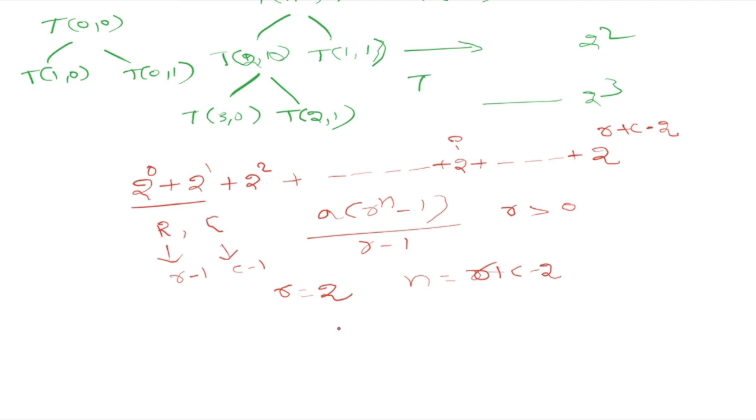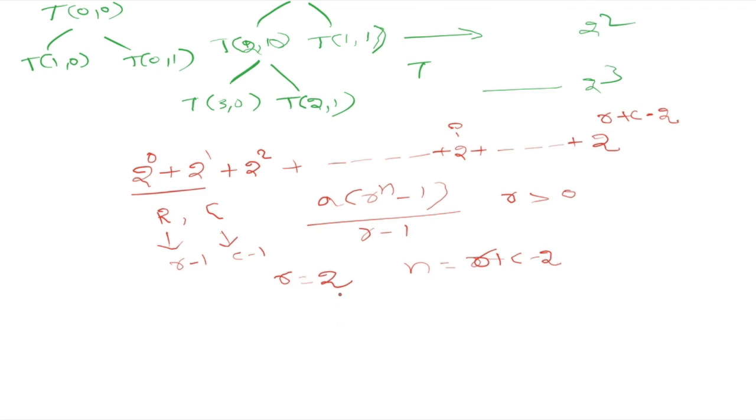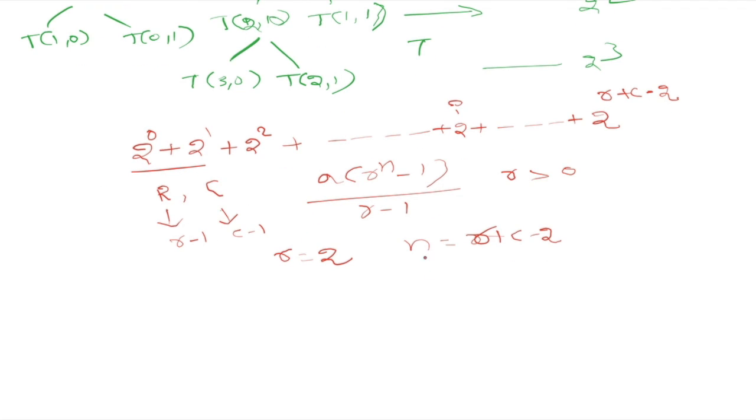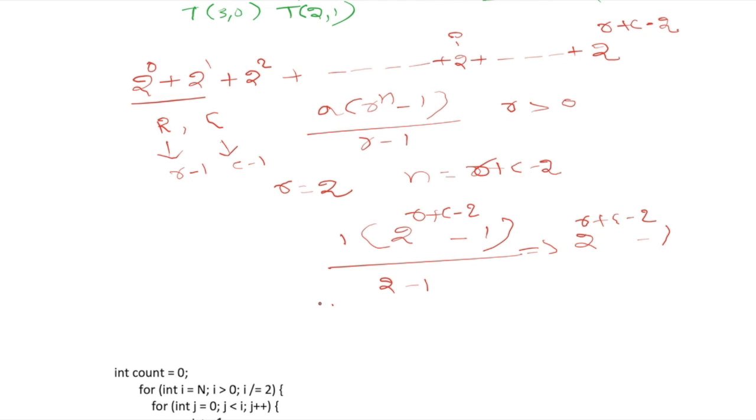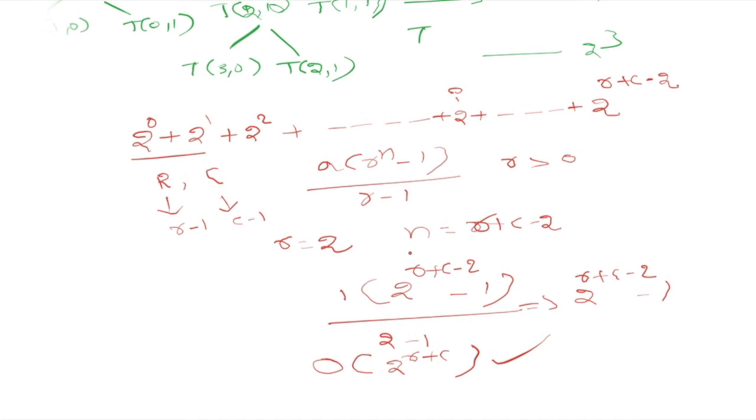And now we substitute this in the formula. So what we will get is a is the first term, which is 1, r is 2, and n is R plus C minus 2, so 2 power of R plus C minus 2, minus 1, by 2 minus 1. This implies 2 power of R plus C minus 2 minus 1. So ignoring the constant, we will end up with big O of 2 power of R plus C.